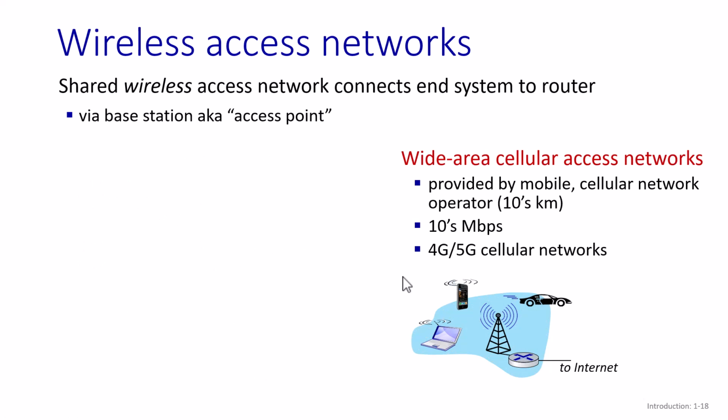Now, when you go out, you are accessing the internet through your smartphone. These networks are provided by mobile or cellular network operators, and they can achieve ranges up to 10 kilometers and speeds up to 10 megabits per second. Generally right now, we are achieving 4G and 5G. G means generation, fourth generation and fifth generation. And we are not even talking about 6G or 7G right now. As technology progresses, we are achieving newer generations with higher speeds. Here's our tower, and your smartphone is accessing the internet through this tower. And of course, your laptops or your smart cars or autonomous cars may access these wide area cellular access networks.